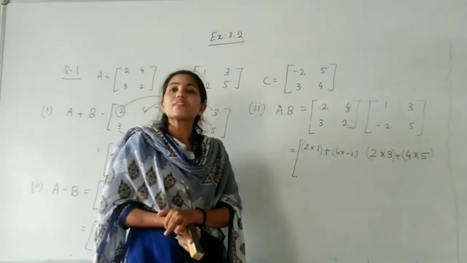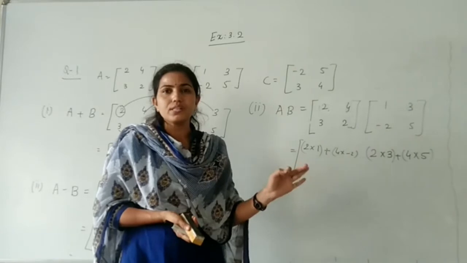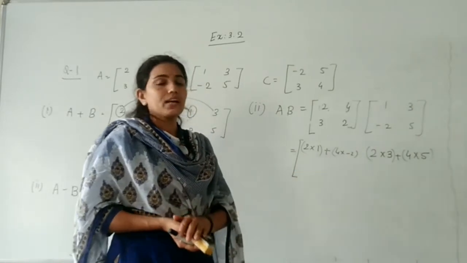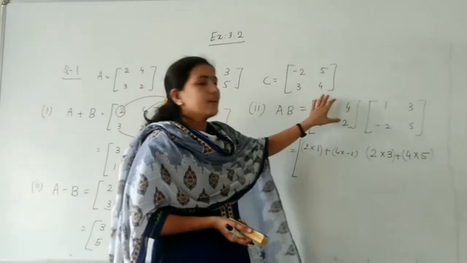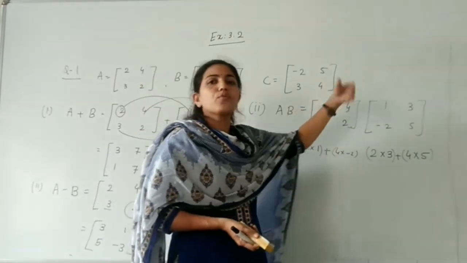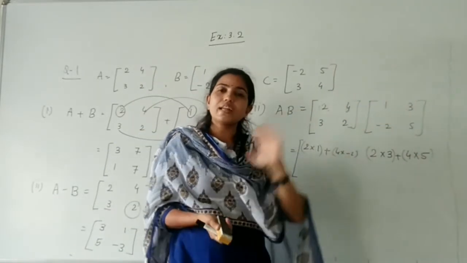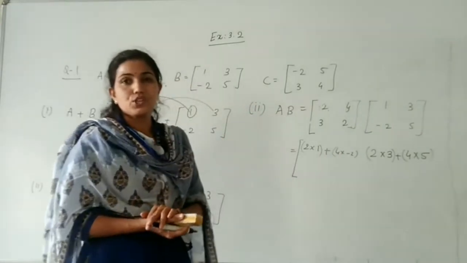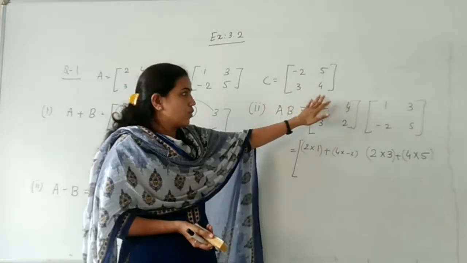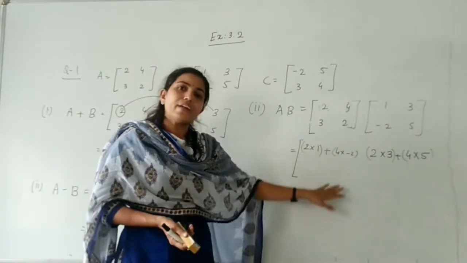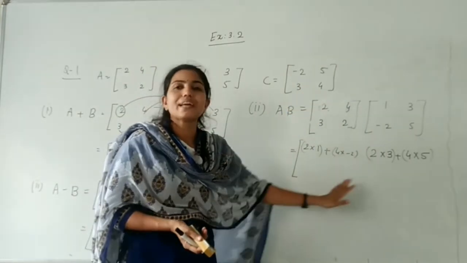But if the matrix is a non-square matrix, in that case we have to check the number of rows of the first and the number of columns of the first and number of rows of the second. If they are equal, then only the multiplication is defined. So now here we have found the first row. Now let me find out the elements of the second row.